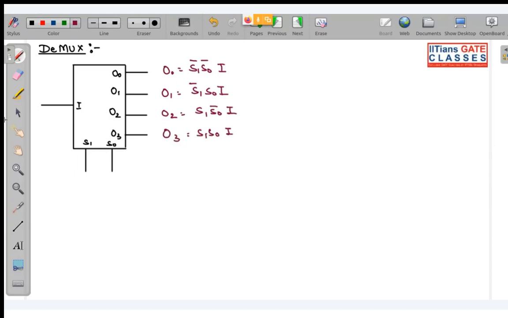Okay, so we are not going to go that much into the demultiplexer because it has not been asked that much in your examination, and even if it is asked, this will be very, very simple. Most of the time multiplexers are asked. Any doubt in this? Can you draw the circuit diagram for this demux?